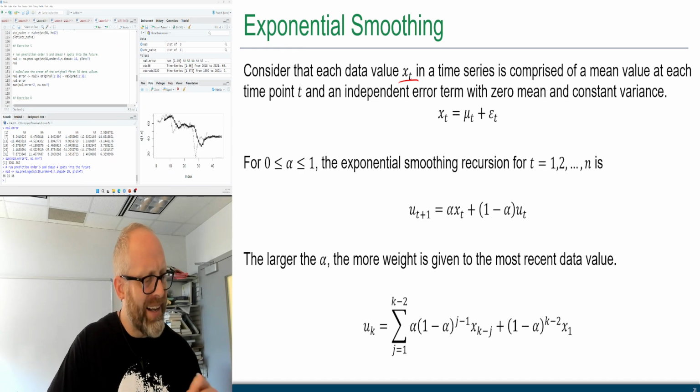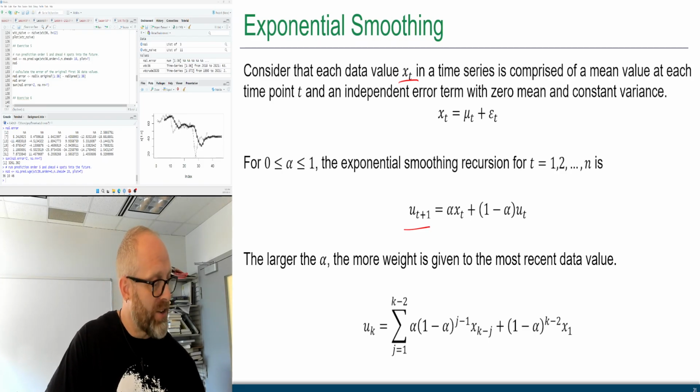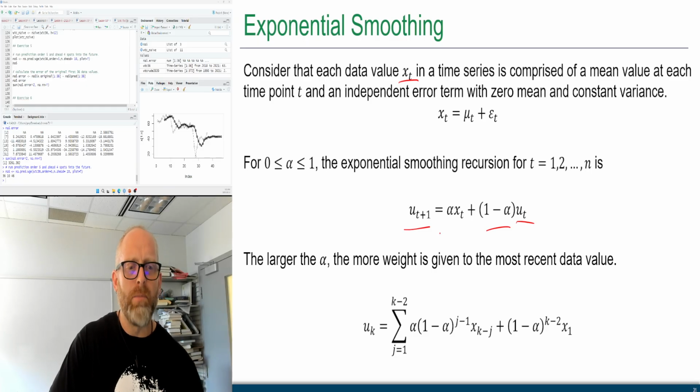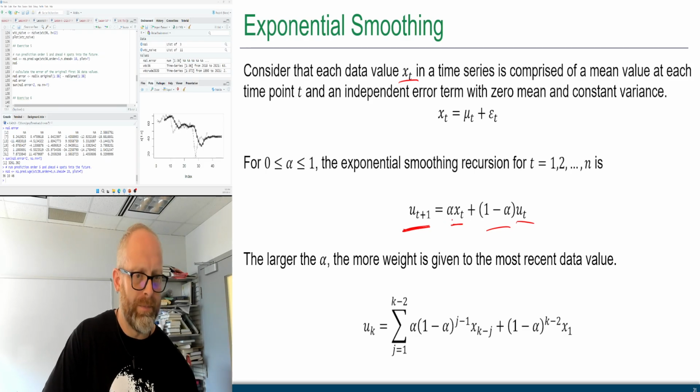So how do I calculate the average for time t plus 1? Well, what I'm going to do is take the average at time t and scale that by something that happens to be 1 minus alpha. Again, alpha is that level of importance that I'm putting on the most recent observation. So I'm saying my average of getting to t plus 1, I'm going to scale the data point that came previous to this by alpha.